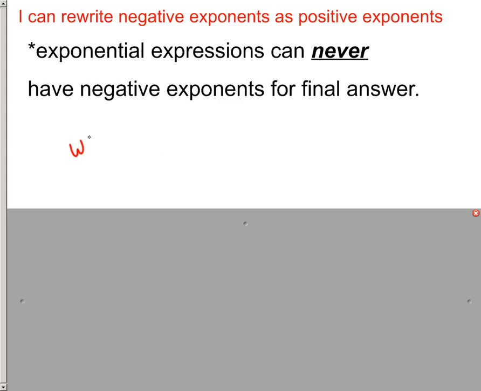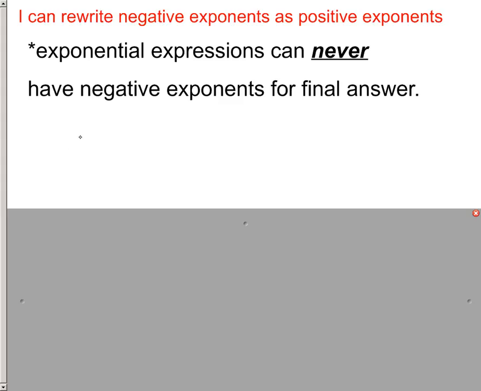Well, when we look at negative exponents, after you go through and simplify the expression, sometimes you're going to have a negative exponent. You could do all of the proper work and end up with w to the negative second power, but you cannot let that be your final answer. We have to take this negative exponent and change it to a positive exponent. That way it obeys this little rule that exponential expressions can never have negative exponents for a final answer.